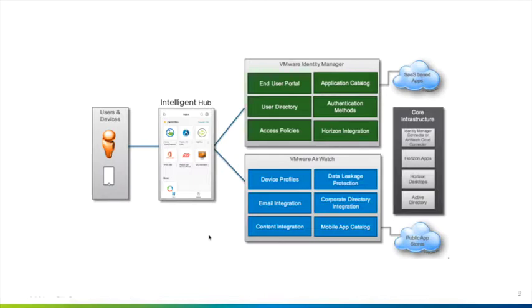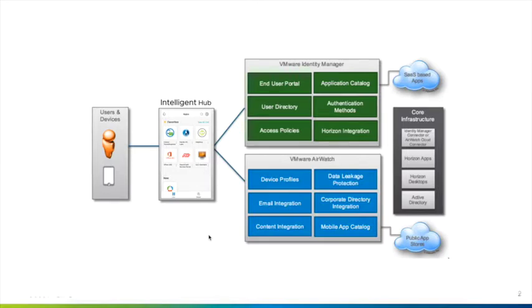This is a graphical representation of the access scenario that was just demonstrated. To begin with, you have a user accessing the Workspace ONE Intelligent Hub mobile application on their iOS device. Intelligent Hub is essentially a next-generation AirWatch agent that includes all the functionality normally associated with the AirWatch agent, plus additional capabilities like an app catalog.